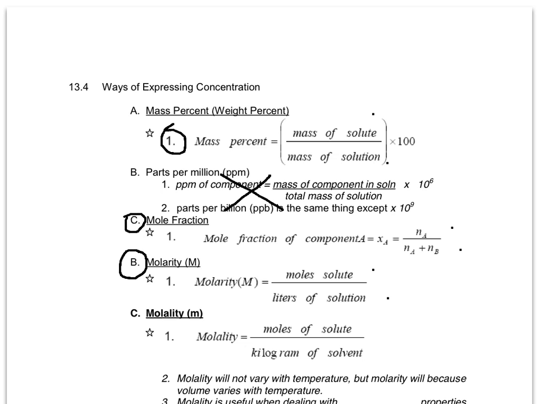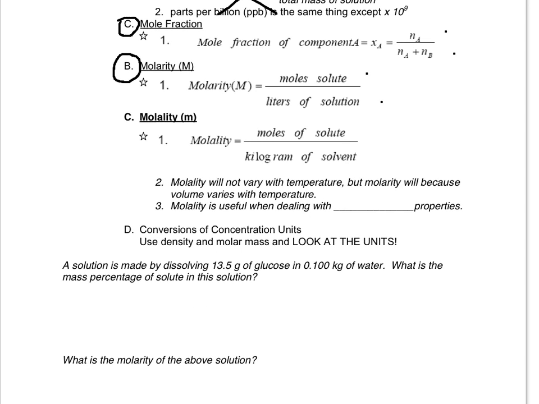And then the next one is a new one, molality. Molality is really only used in this chapter. It is used for colligative properties. Molality is expressed using a lowercase m. When it's typed, it's usually italicized. And molality is the moles of your solute divided by the kilograms of your solvent.